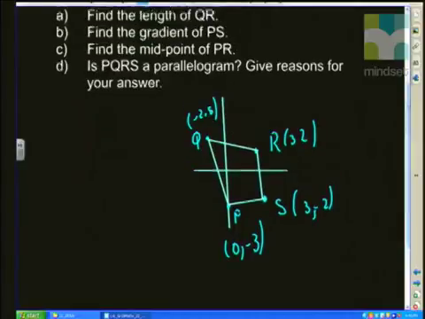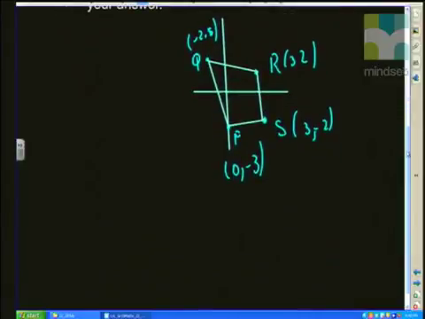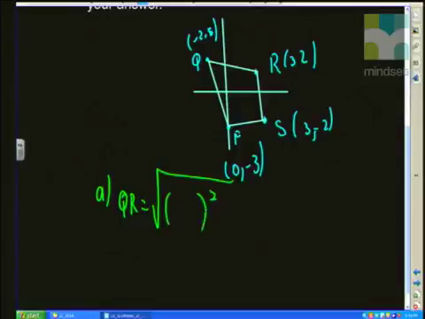The first part says, find the length of QR. So they want the length of QR. Remember, it's a straightforward application of your distance formula. The distance formula says to find any length, it's the square root of the difference in the x values squared plus the difference in the y values squared.